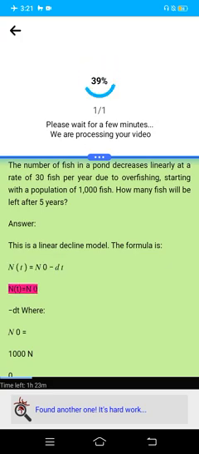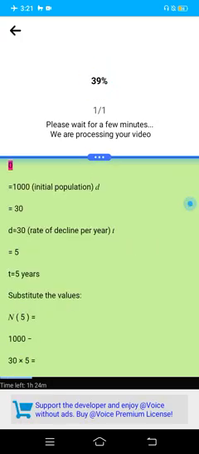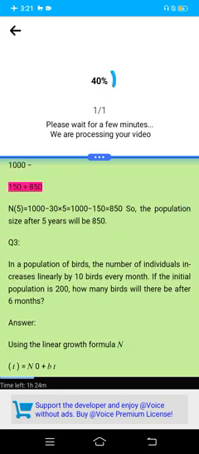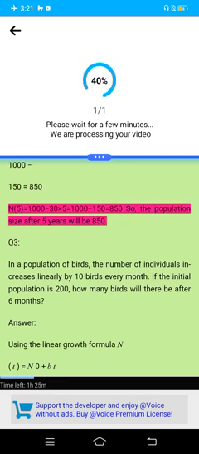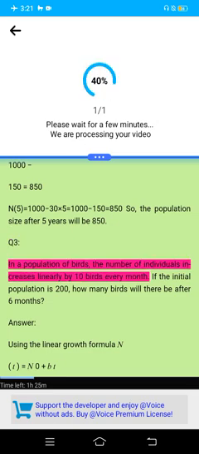Nt equals N0 minus dt, where N0 equals 1000, the initial population, d equals 30, the rate of decline per year, and t equals 5 years. Substitute the values. N5 equals 1000 minus 30 times 5 equals 1000 minus 150 equals 850, so the population size after 5 years will be 850.